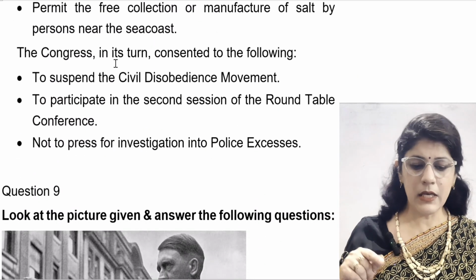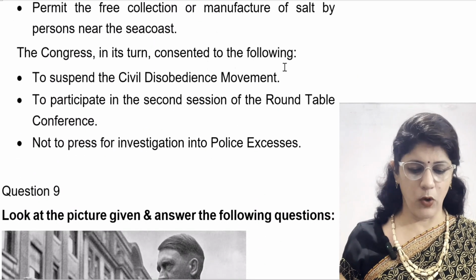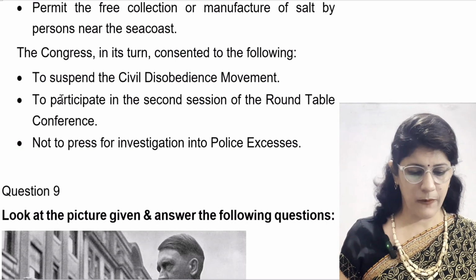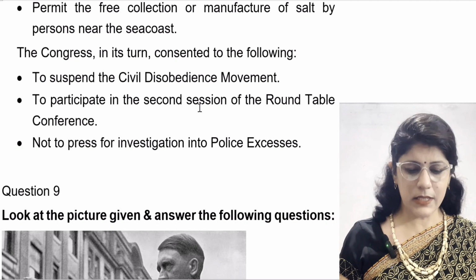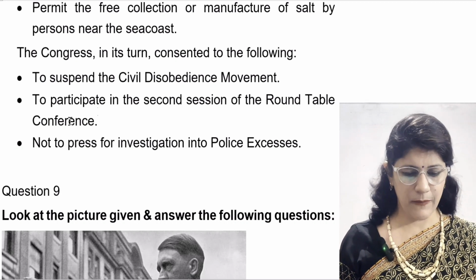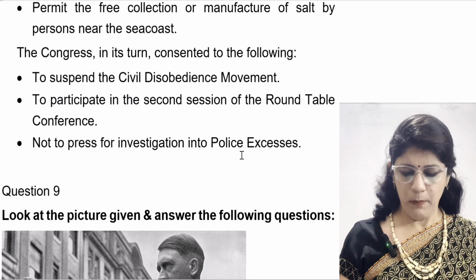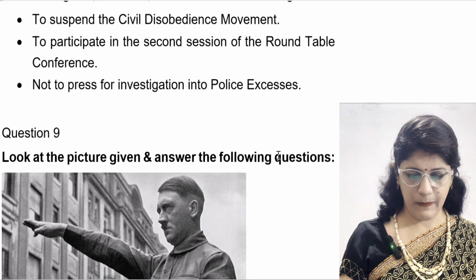The Congress in turn consented to the following: to suspend the civil disobedience movement, to participate in the second round table conference, and third, not to press for investigation into police excesses.